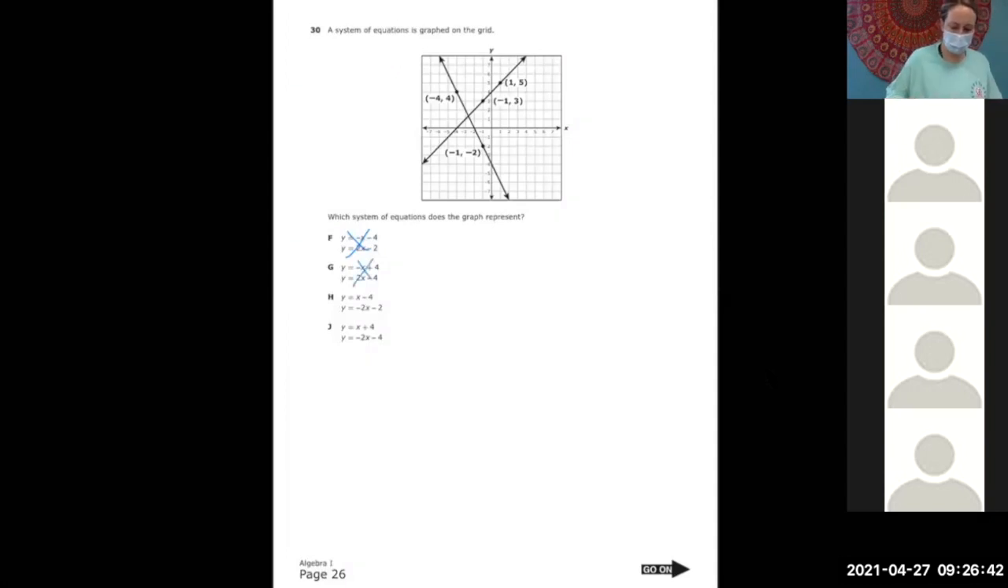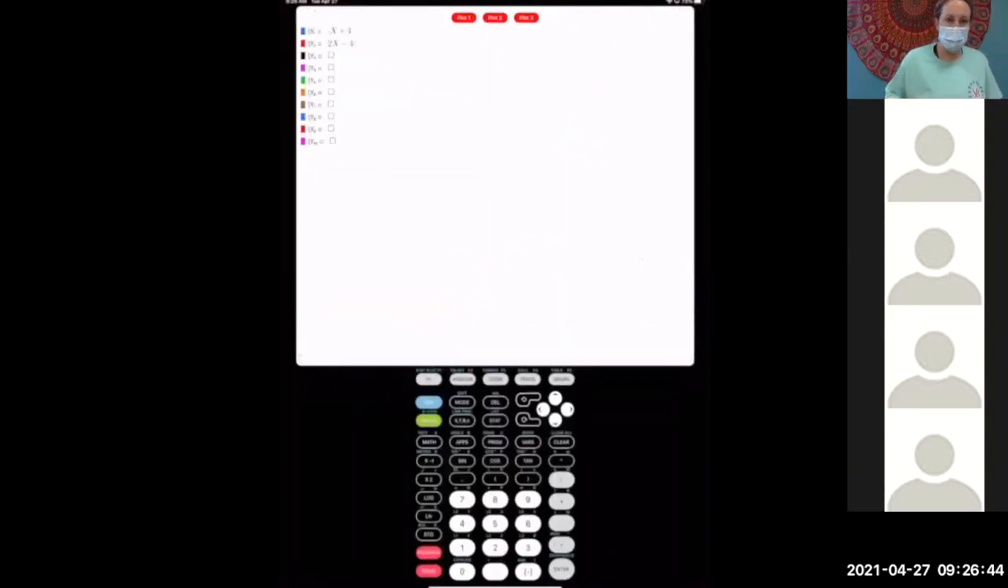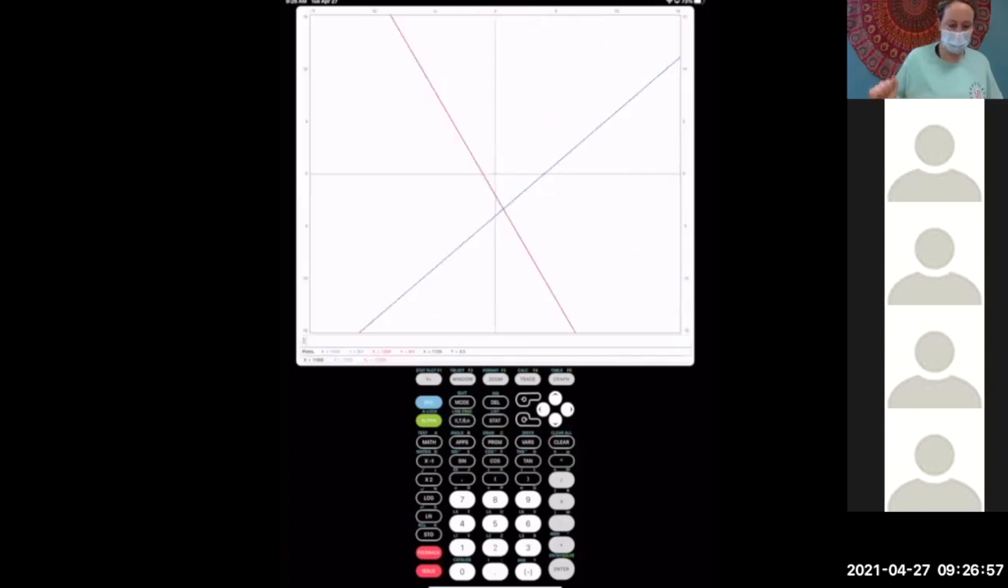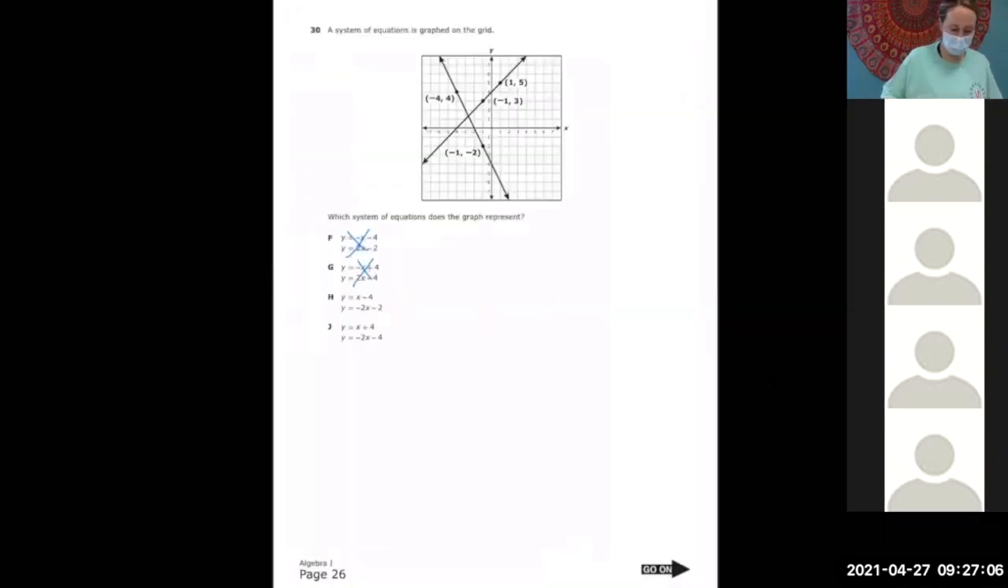Now we plug in H. So H is just x minus 4 and negative 2x minus 2. Look at the graph. Crosses in the bottom right-hand quadrant. So we know that it's not that. So it's not H. Hopefully J works. Otherwise, we are out of luck.